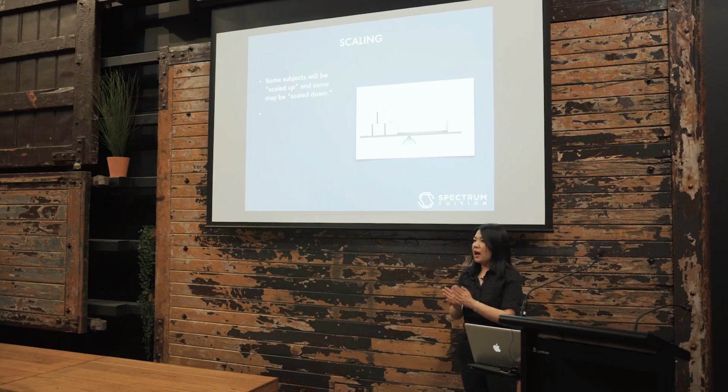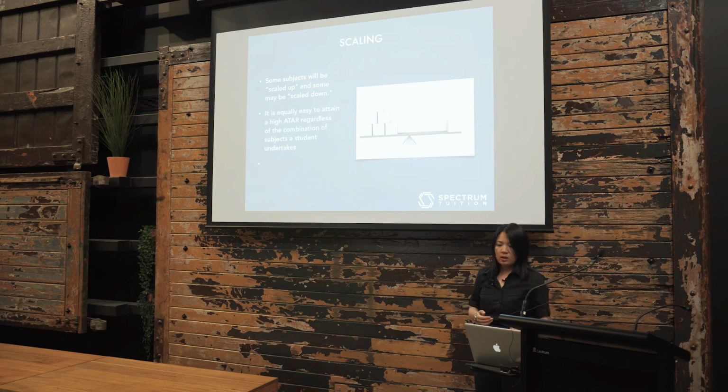Because some subjects are seen to be more difficult than others, some subjects will be either scaled up to reflect this level of difficulty, or they will be scaled down. For example, a subject like specialist maths, which everybody can agree is very difficult, is scaled up by about 11 points, whereas a subject like studio arts, which people would view to be a lot easier than specialist maths, is scaled down. According to VCAA, it's not fair for a student who's studying specialist maths to be marked at the same level as a student who's doing studio arts, which is why scaling exists. Scaling exists so that it's equally easy to attain a high ATAR regardless of the combination of subjects that a student undertakes.